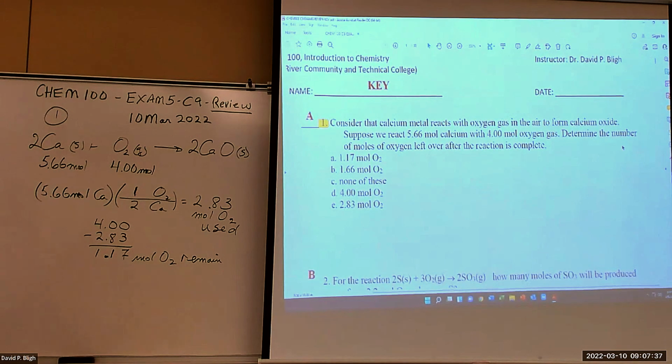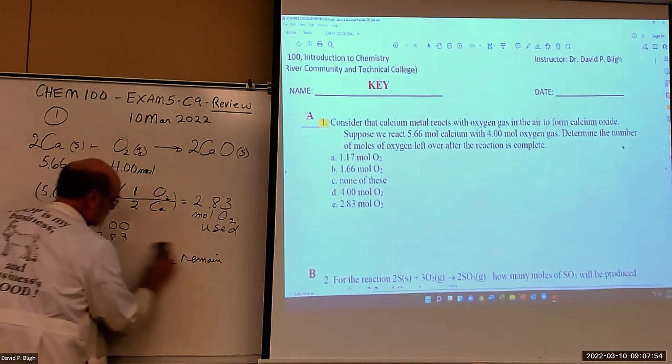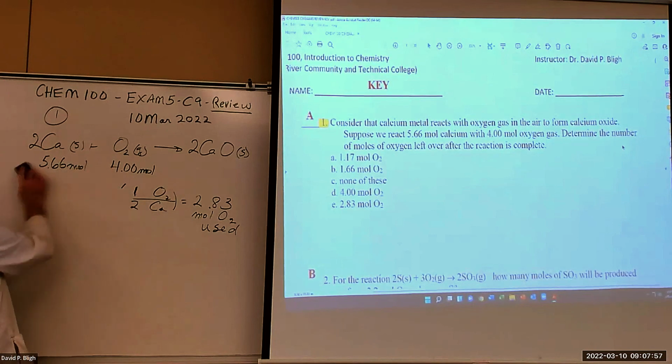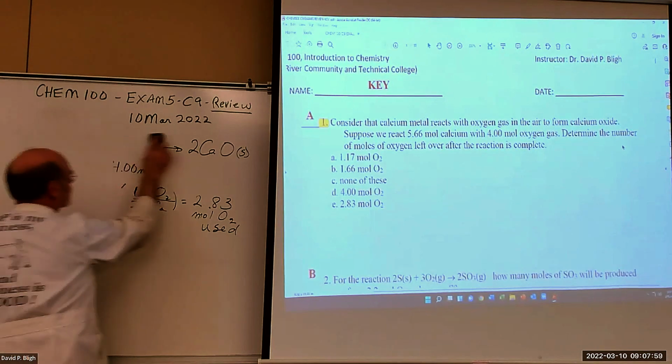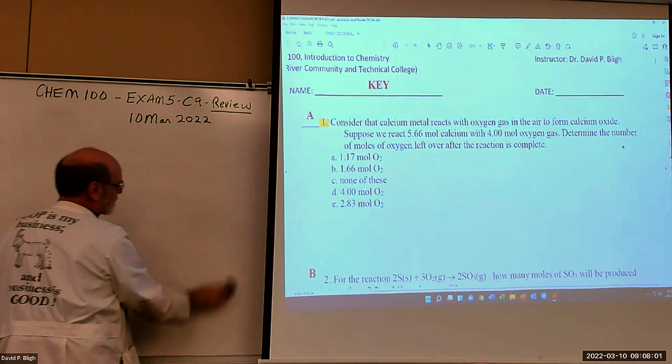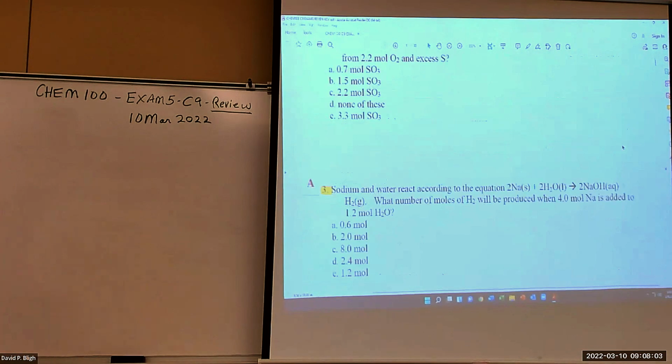The key to a lot of these problems is don't make them more complex than they need to be. They're usually pretty simple. And if they're not simple, you'll find out pretty quick that they're not simple. If you try the simple route, it doesn't work. Okay, so that's number one. Let's go down to the next one.